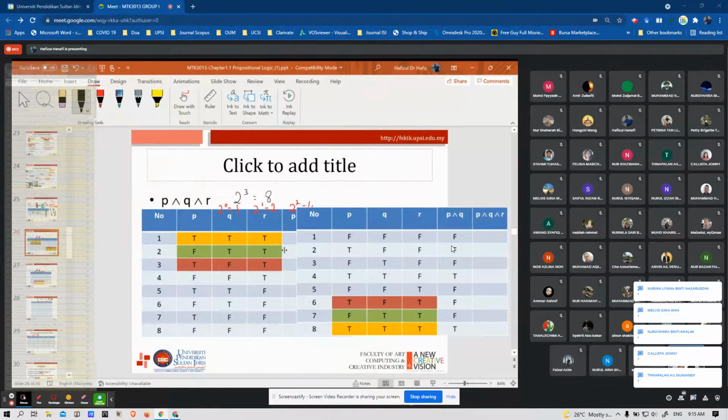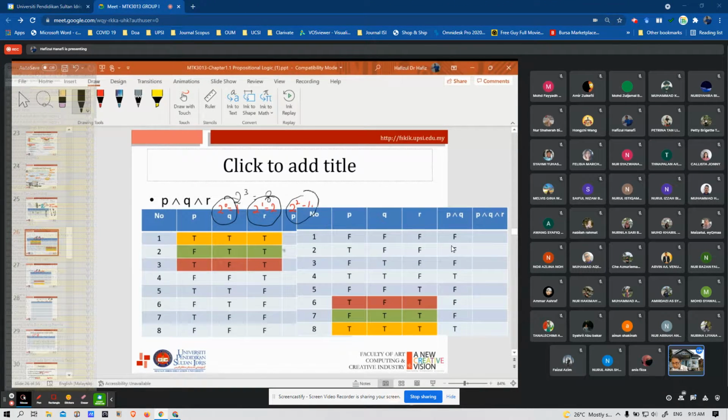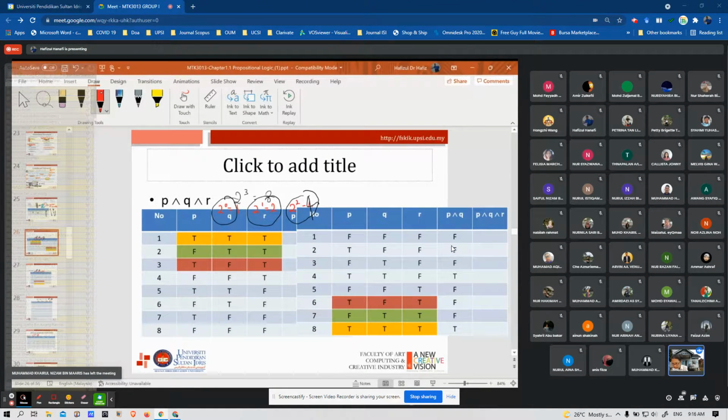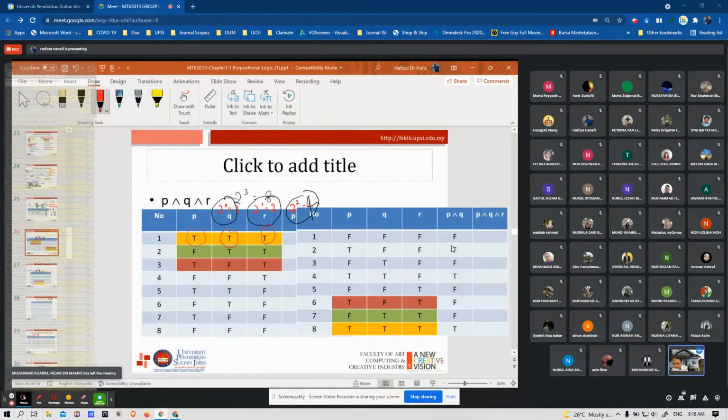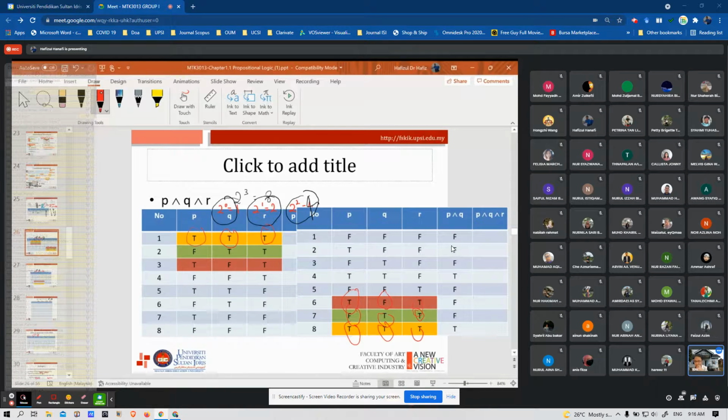Okay, this one is P and Q and R. Supposedly you need to have 8, because 2 power of 0 is equivalent to 1, 2 power of 1 equivalent to 2, and 2 power of 2 equivalent to 4. And then here we have a truth table: true, true, true, and then repeat again, true, false, true, false, true, true. Later we see this one.